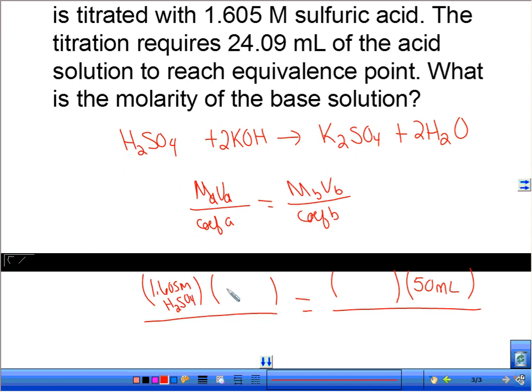And it says we need 24.09 milliliters of our acid, so that's going to be our acid. It wants to know what is the molarity of our base. So there's our question mark. Looking very much like a dilution. The only difference now is we're going to be using coefficients, and the coefficient in front of our acid happens to be a 1. And the coefficient in front of our base here is a 2. You don't need your salt or the water. We need to write that out for the equation to balance.